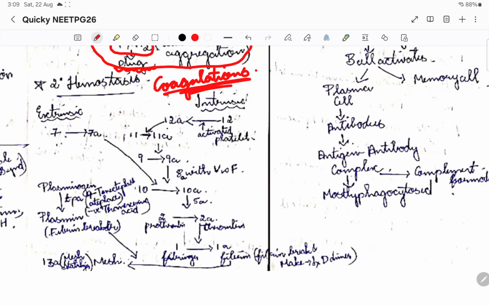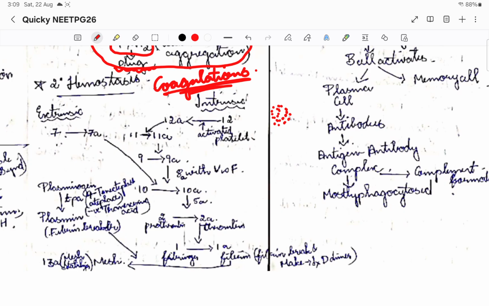What they do is they undergo a cascade of reaction and form a permanent plaster. Okay, this was a small plaster just before the plumber comes. I have just stopped the water from leaking. Okay, that is primary hemostasis.